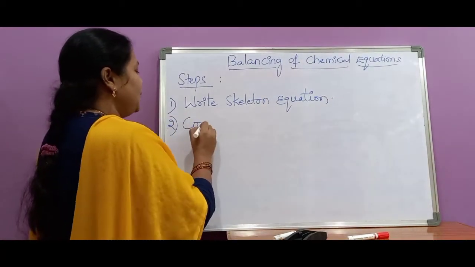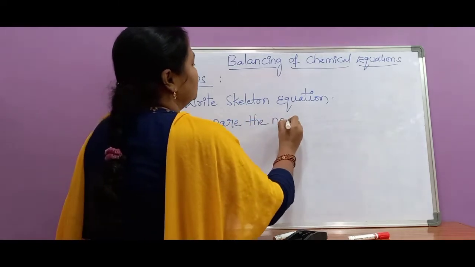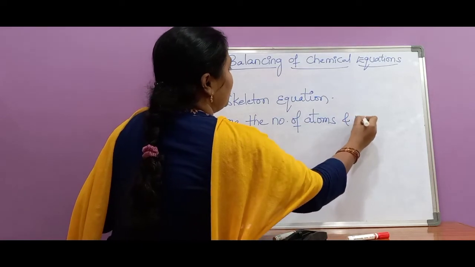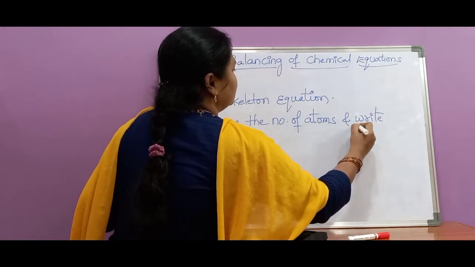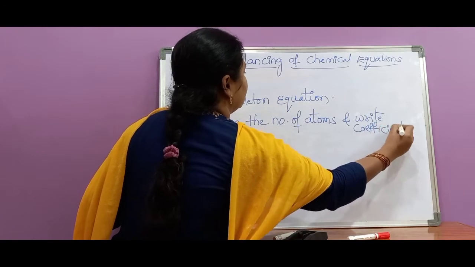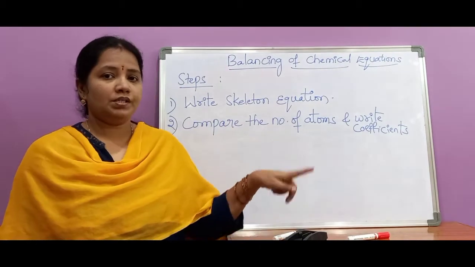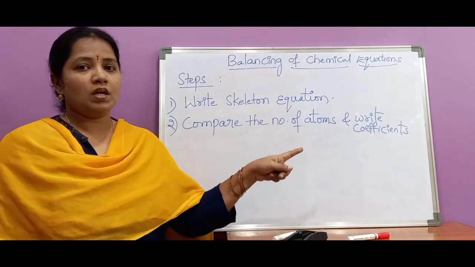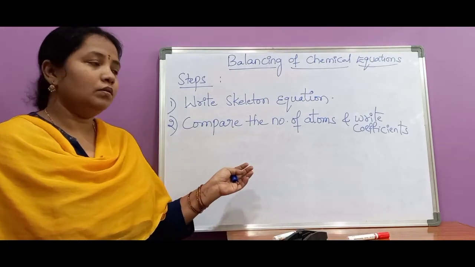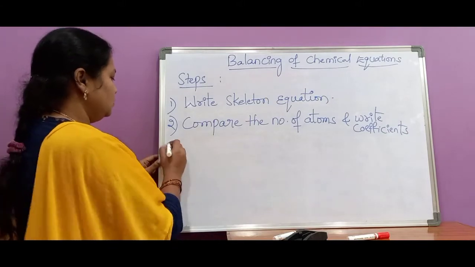Second one: compare the number of atoms and write coefficients wherever required. Compare the number of atoms. That means the LHS and the RHS, the reactant side and the product side. We have to compare the number of atoms for each and every element, and to make them equal, we have to write suitable coefficients wherever required.